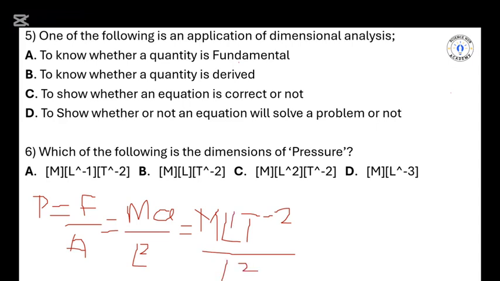So this is L to the power 1. I'm going to use indices to combine the L's. This is M L to the power 1 minus 2, that is -1, T to the power -2. So which option has this? M L to the power -1, T to the power -2. This is option A.